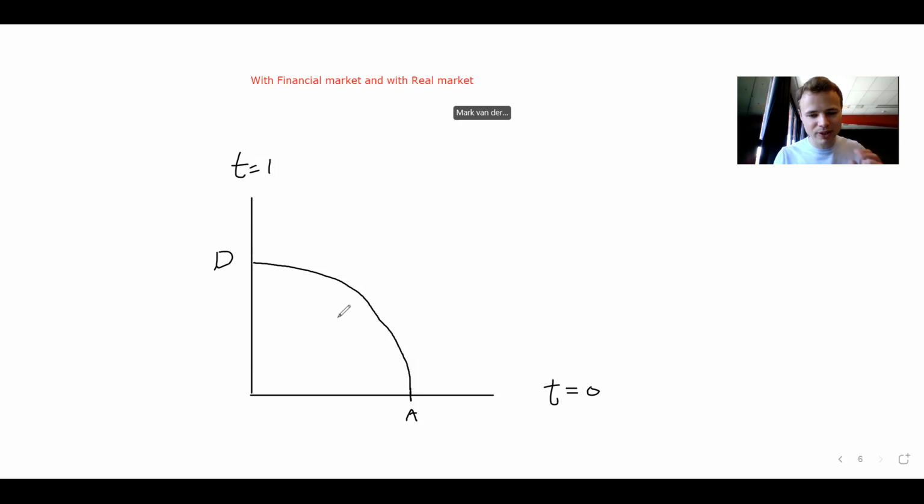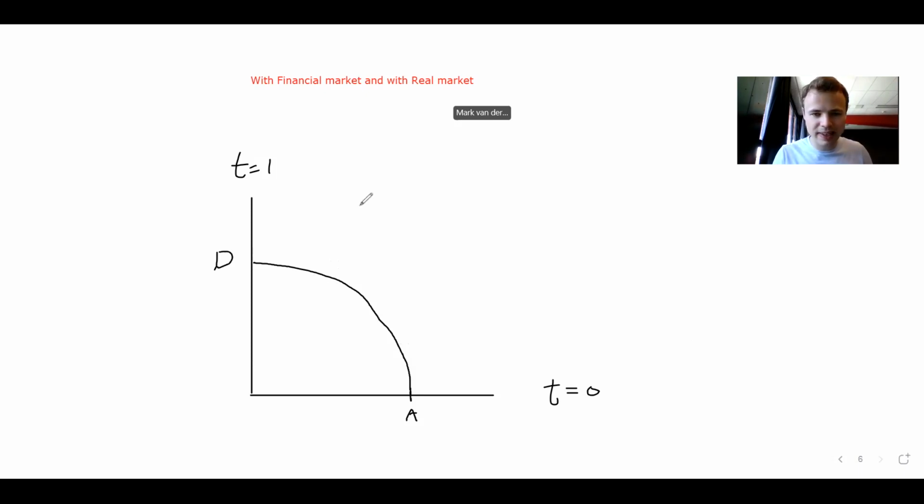So the question is, how far should I go to the left? How much should I invest? And the answer is, well, that depends on the interest rate. We will go to the left as long as the return on our investment is higher than the interest rate. Because eventually the interest rate is bigger than the return on the investment, and then you're better off putting your money in the bank rather than investing it.